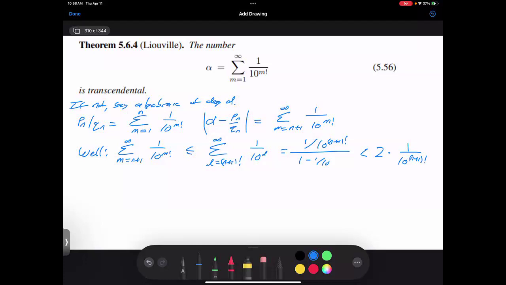So now I get alpha minus Pn over Qn is less than 2 times 1 over 10 to the n factorial to the n plus 1. And I'm just writing n plus 1 factorial as n plus 1 times n factorial. But what do we know about the denominator Qn? You know, Qn is my denominator for this rational number. Qn is at most 10 to the n factorial.